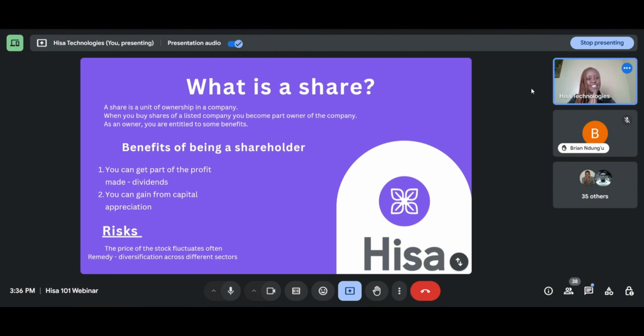All right, there we have it, the two benefits of becoming an owner of a publicly listed company. And the same way we have benefits, we must have some downfalls. One specific risk of becoming a shareholder of a listed company is that the prices of these companies go up and down, they fluctuate.